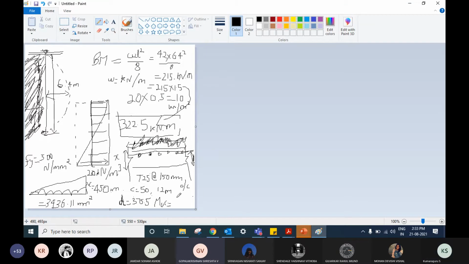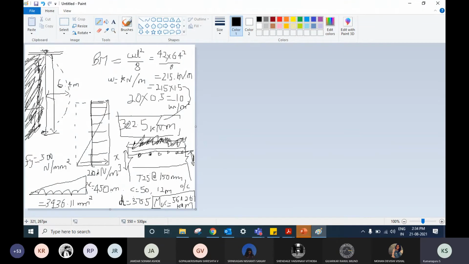561 point something. Okay, great. 561.262. So 561.26, and this is again in kilonewton meter. So this is the capacity of the section that we assumed. So this is our design.